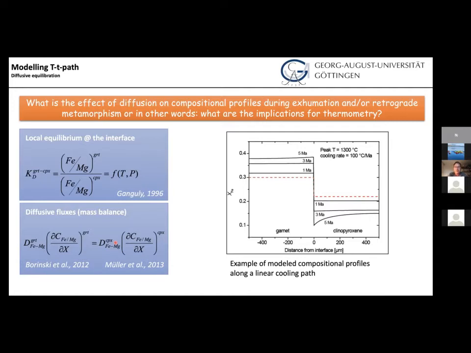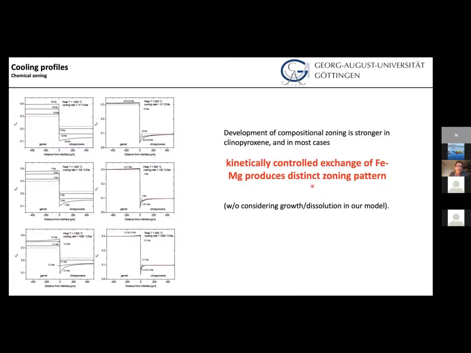So you need to have a look at the gradients in the chemical potential, and this will determine how much material is actually flowing or diffusing through your crystal. So the diffusive flux is something fundamentally different from your diffusion coefficient. If you start modeling this numerically, you can actually start looking at the development of these zoning profiles, and you immediately see the effect of the different diffusivities.